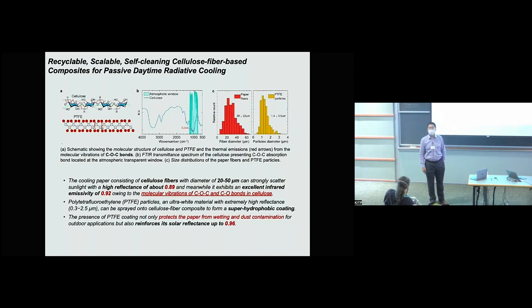Really simple coating. So you see, we simply use recycled papers with the PTFE coating. Both materials are not novel at all, and they're all cost-effective. We can achieve high reflectance up to 0.96, and the infrared emissivity still remains really high. It's something I want to show you.